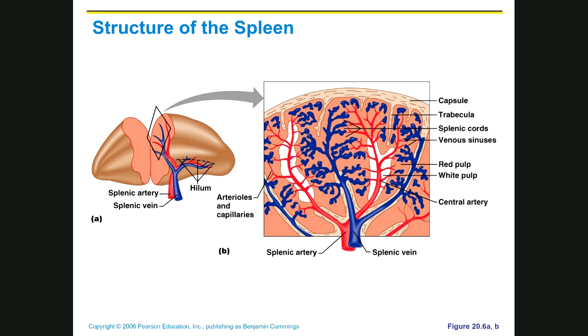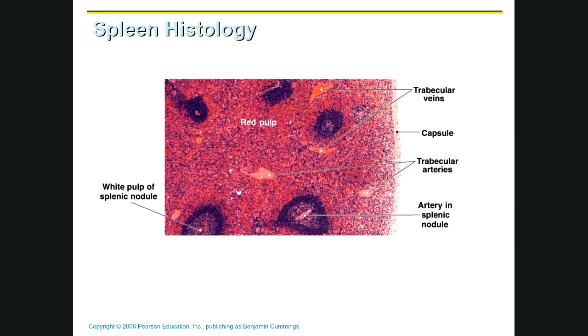So here it's easy to see red pulp, white pulp. And if you look at it under a microscope, it looks like this. So there's red pulp, there's white pulp. Now it's not white because it's been stained. And so that's white pulp, and that's white pulp, and that's white pulp. If you look right there, you can see an artery.